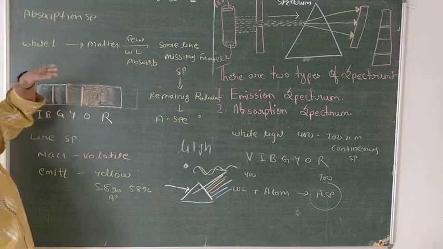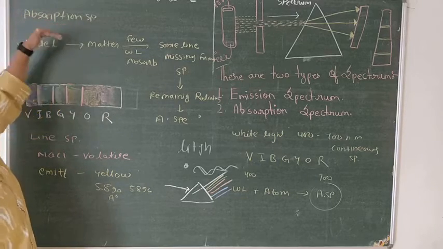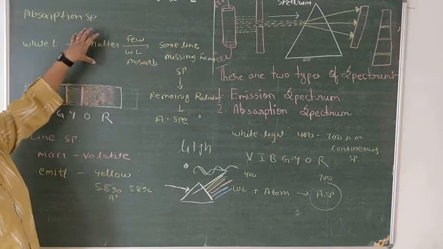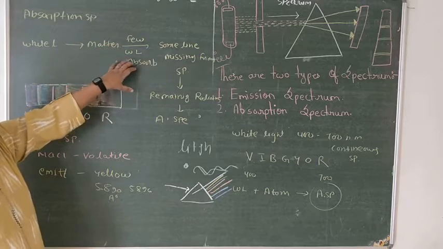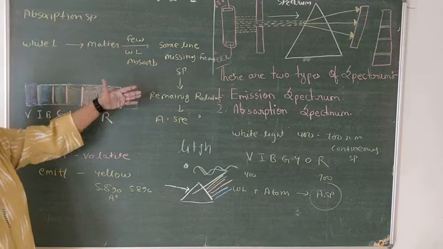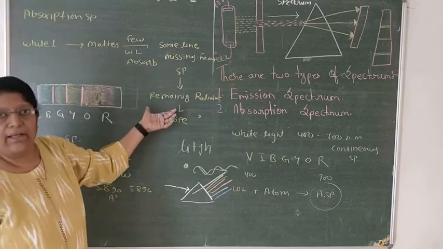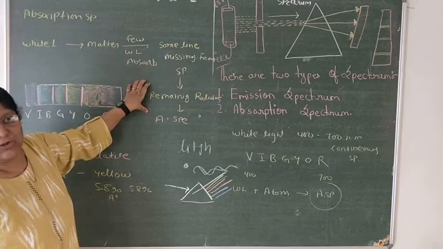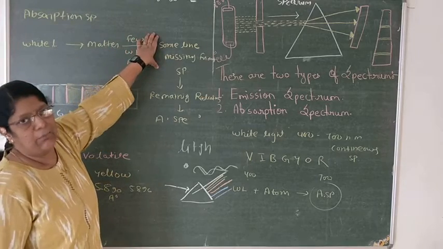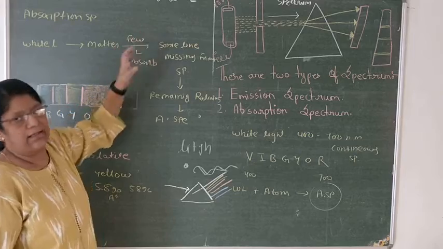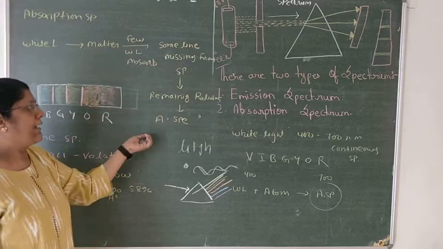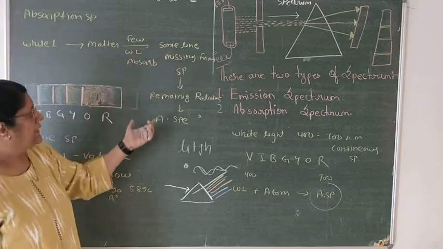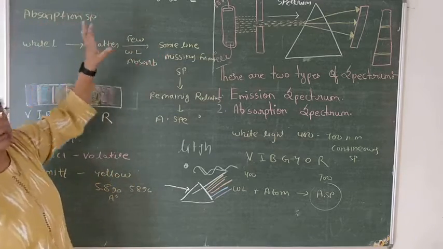We are talking about absorption spectrum. White light we have taken falls on any matter or atom, and a few lines are absorbed by it. The rest of the radiation remains the same, but in this rest of the radiation some lines are missing, and those missing lines are considered as the absorption spectrum.